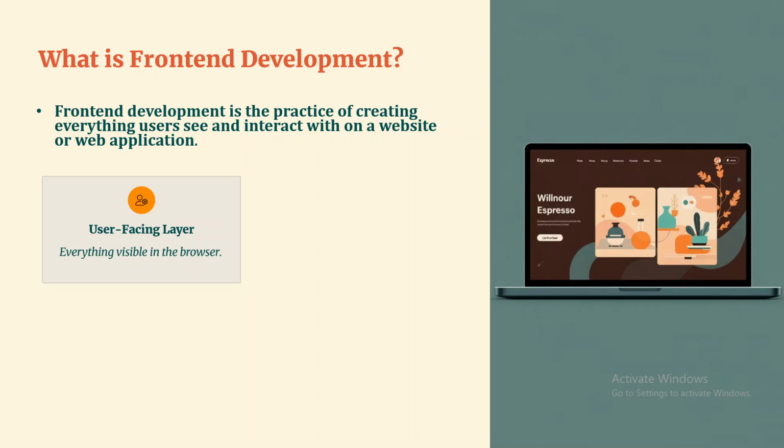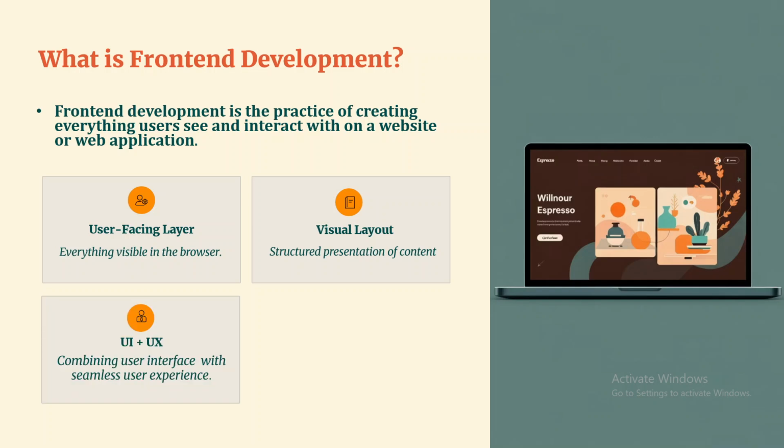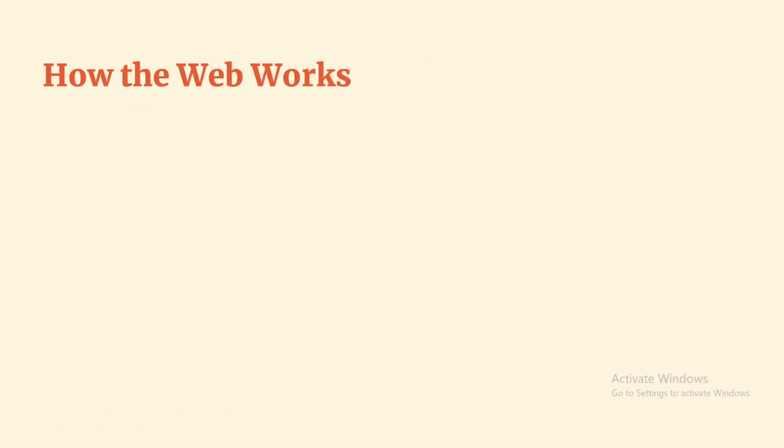Next one is visual layout. It is how content is organized on the page with proper spacing and hierarchy. Next point is UI and UX: user interface, how it looks, combined with user experience, how it works and feels. This is the third aspect. And one more is that it is built with code. Three languages power this: HTML creates structure, CSS creates style, and JavaScript enables interaction. Okay, let's move on to the next topic, how the web works.